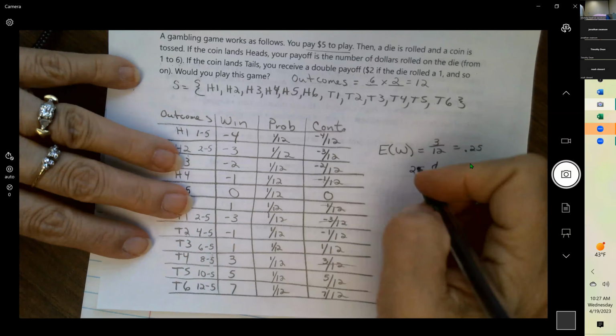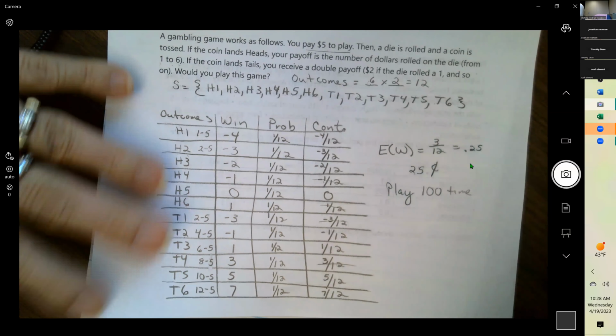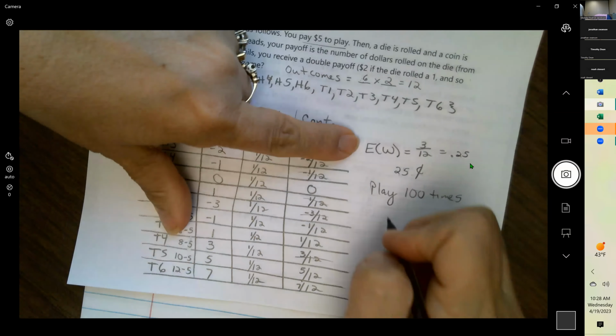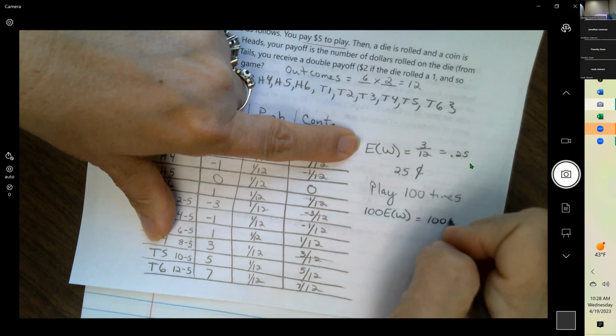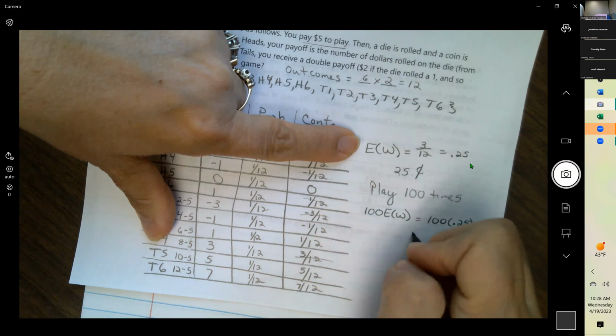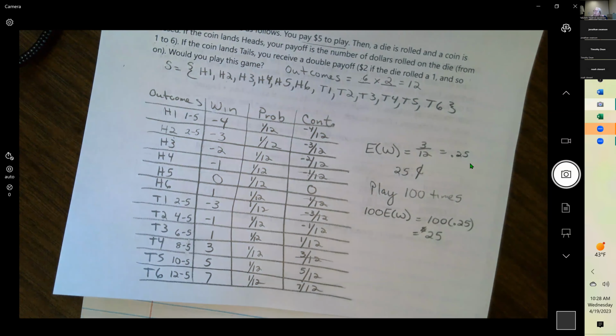Now, if you played it 100 times, to find out the amount, you would take 100 times the expected value. So if you play it 100 times, you should win about $25. Now that's just a probability. Probability is by chance. Any questions?